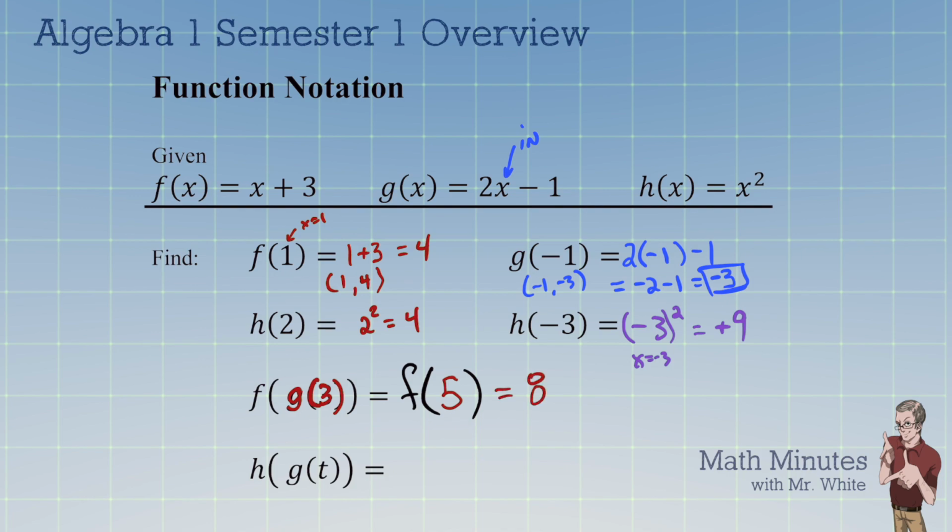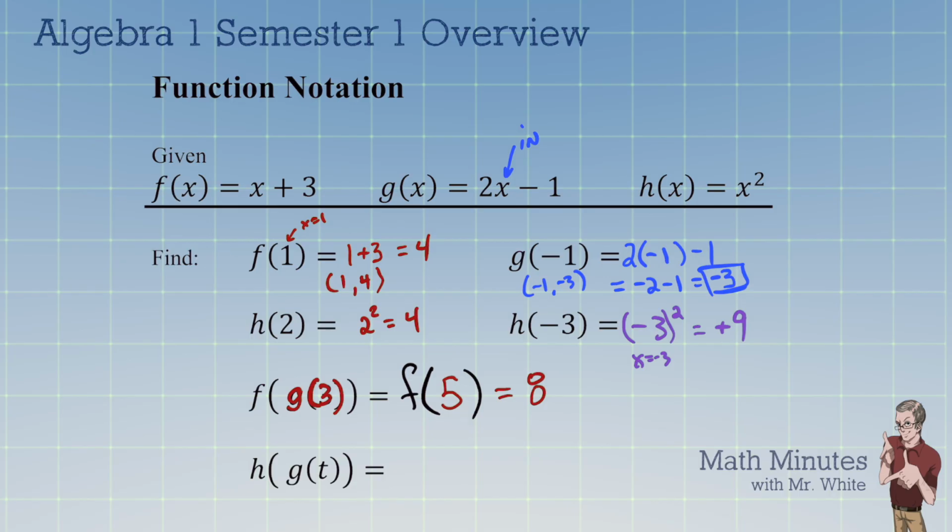You are literally connecting two machines together. So we started with the g machine, we put 3 into the g machine right here, and out popped 5. We then took that output and immediately put it into the f function. 5 plus 3 is 8.